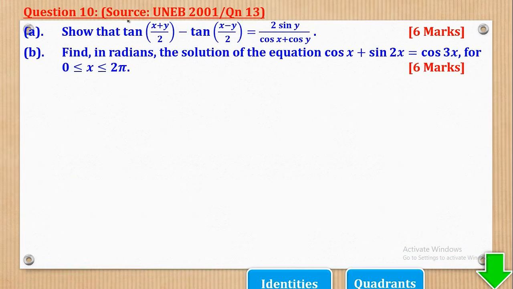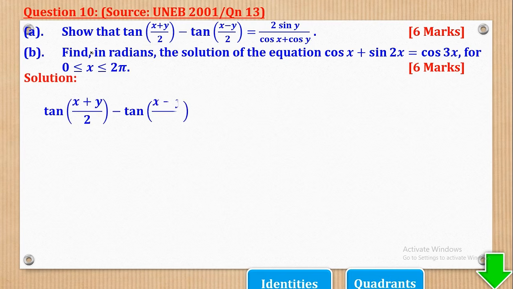So now we shall go to question 10, which came from UNEB 2001, paper 1, question 13, and says part A, show that this is equal to that, and part B, find in radians, note this word, in radians, the solution of the equation this, for this range. So we shall start with part A.